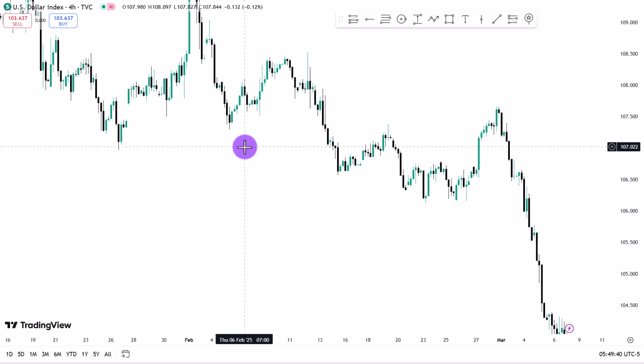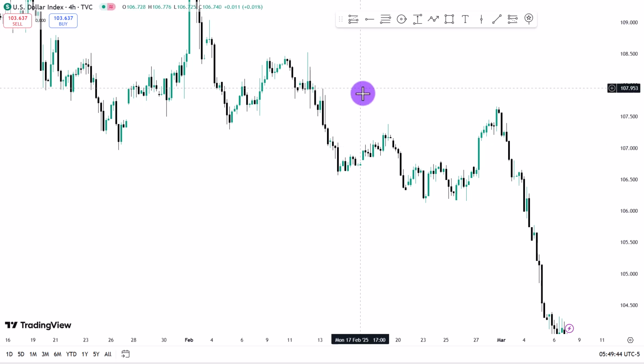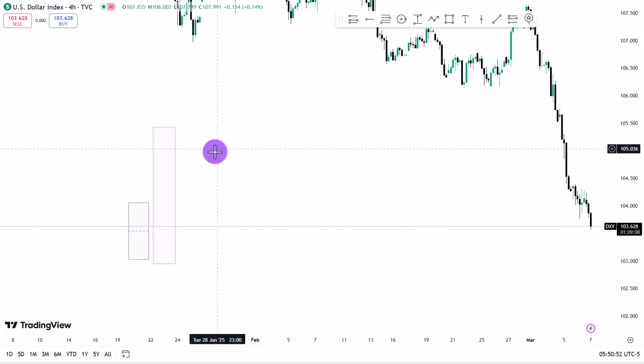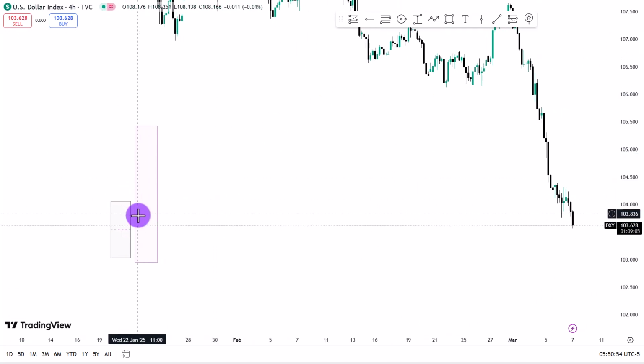Basically, there are 2 types of order blocks. We have the bullish order block and the bearish order block. So what is a bullish order block? A bullish order block is the last sell candle in price action that was traded through by a buy candle, thereby engulfing the sell candle. That is a bullish order block.